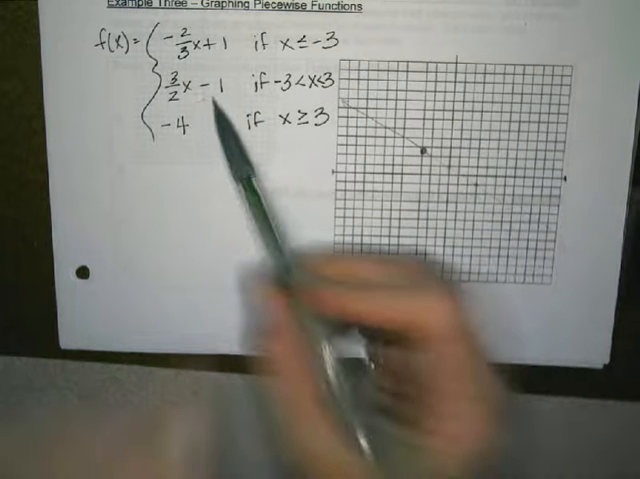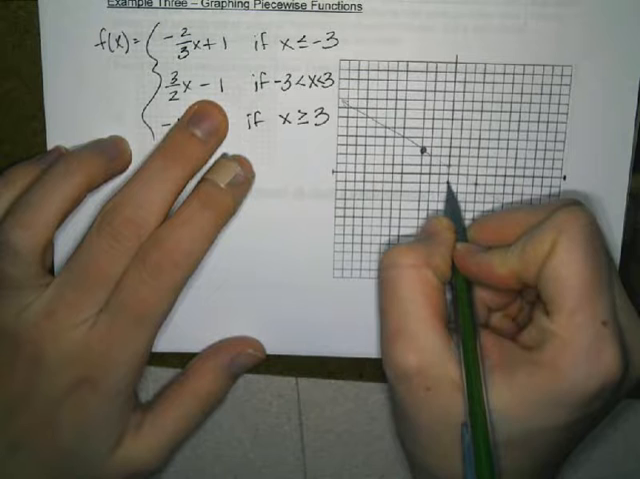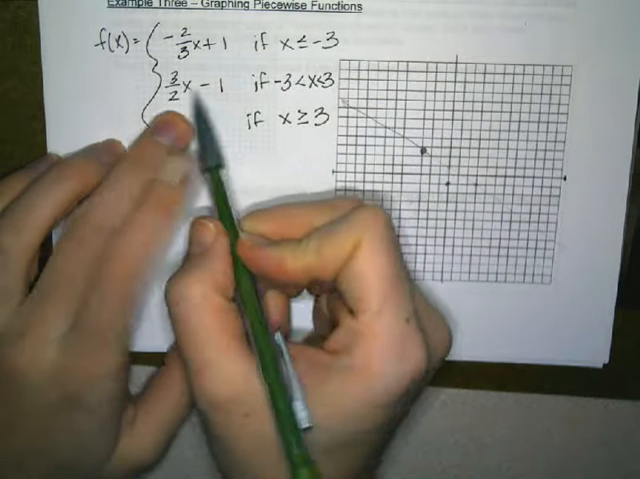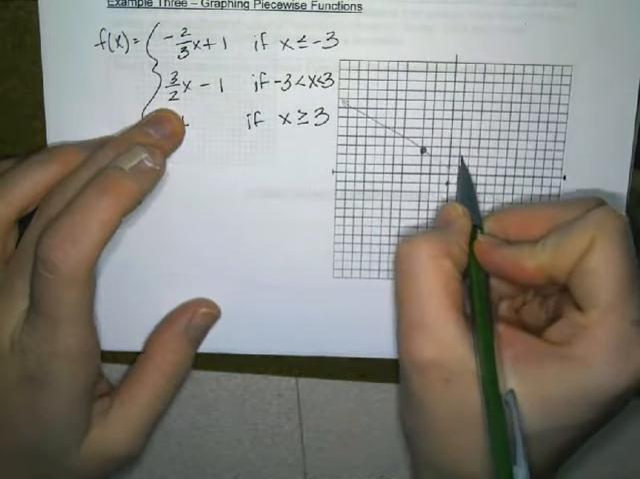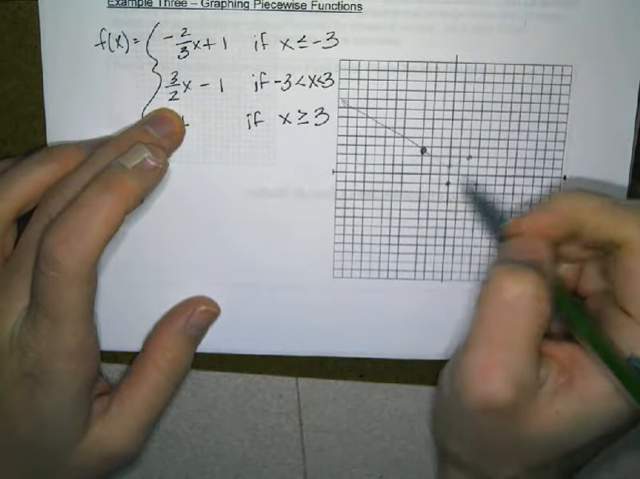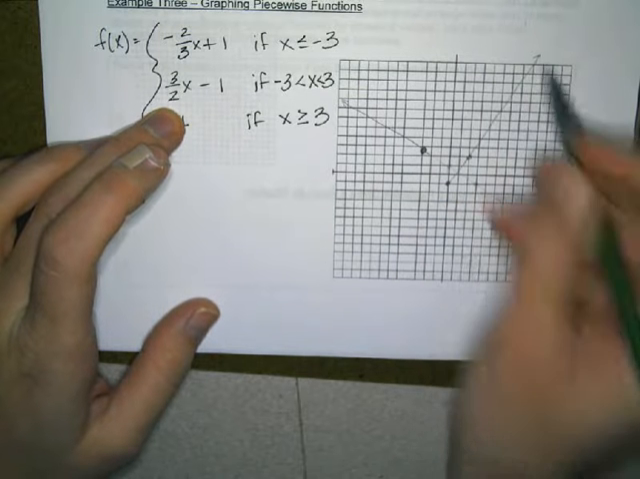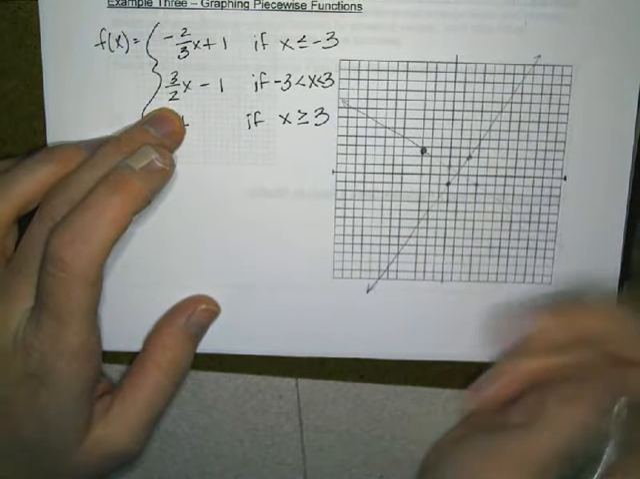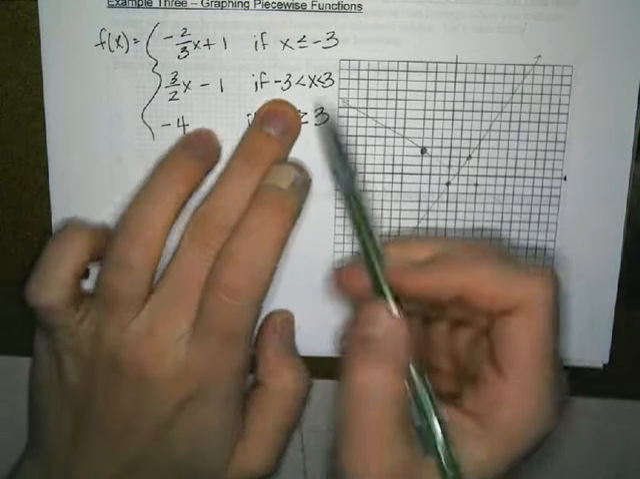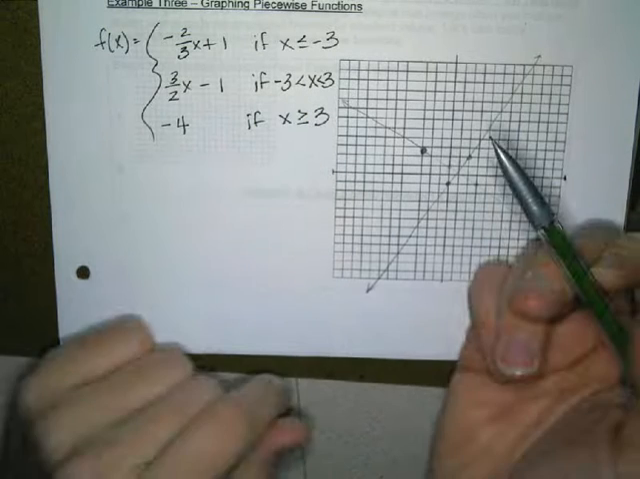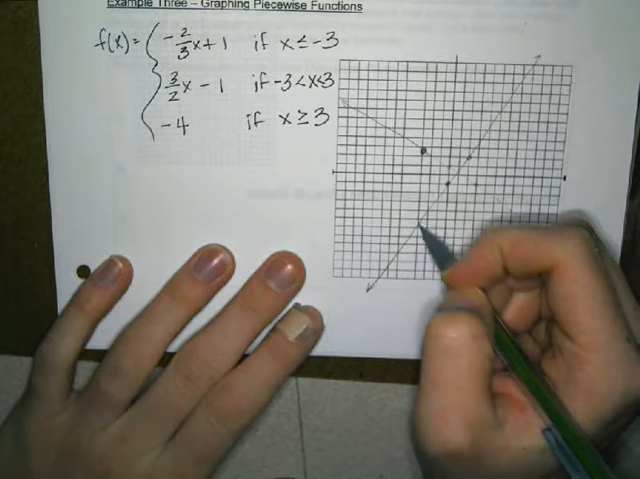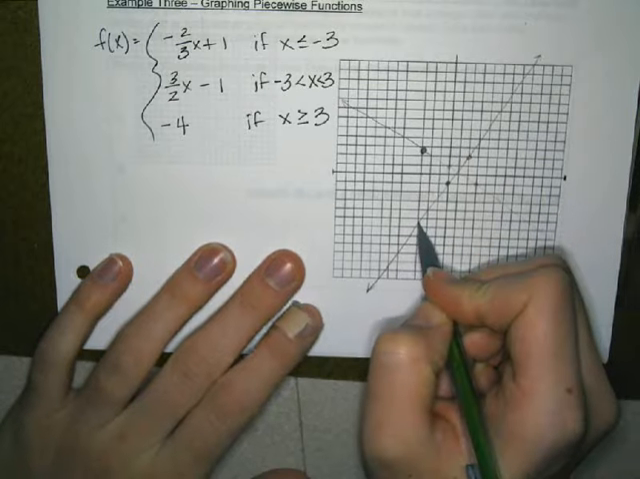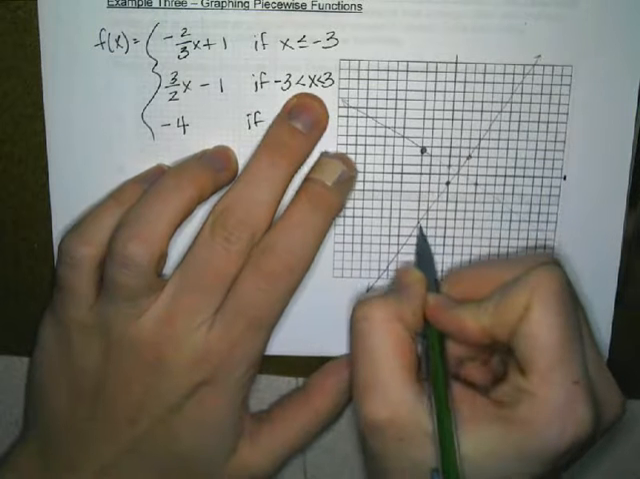Y-intercept is -1. I'm going to go up 3 and over 2. 1, 2, 3 over 2. I'm graphing my line. I have 2 cutoff points for this one, -3 and 3. So I'm going to go to where x is -3, follow it down to where it hits my line. In this case, I'm going to have to put an open circle there.